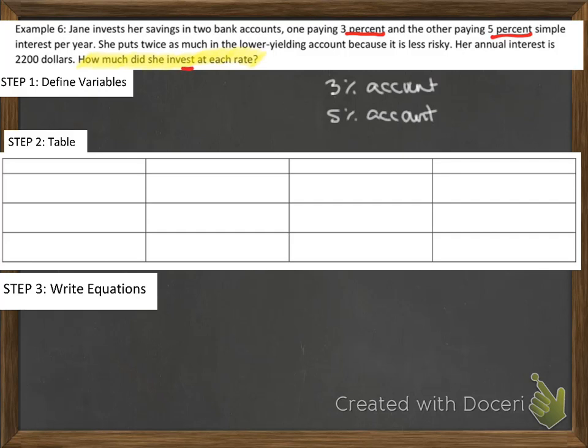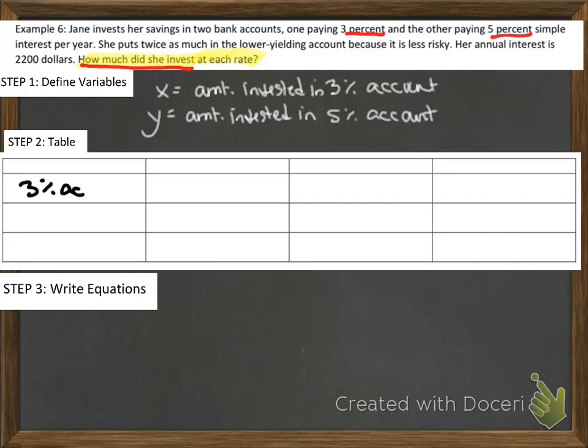This says how much did she invest at each rate. So we need to know how much money was invested in each account. So we can say that X is the amount invested in the 3% account and Y will be the amount invested in the 5% account. Now our variables have been appropriately defined. So we have a 3% account, we have a 5% account, and of course we'll have our total. Okay, so we'll have the amount of money invested.